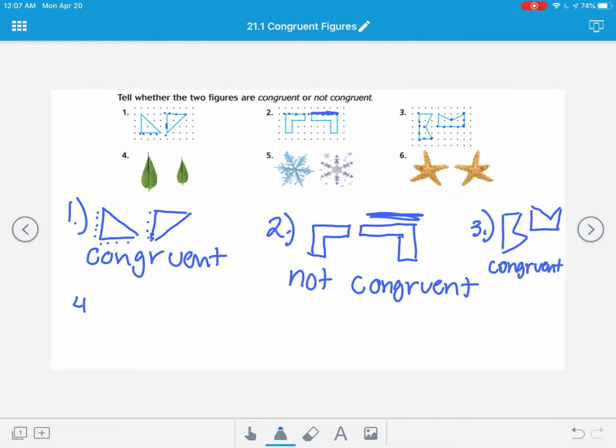Number 4. All right, these ones are not drawn out on dot paper, so I can't measure them, but I can tell right away, although those leaves are the same shape, they are definitely not the same size. So that means they are not congruent. All right, looking at number 5, the snowflakes. They're both snowflakes. They're kind of about the same size, but they are definitely not the same shape. So that means they are not congruent.